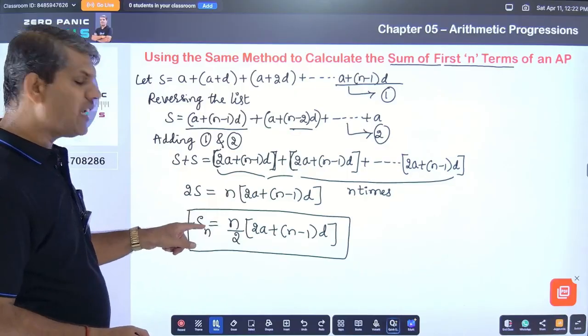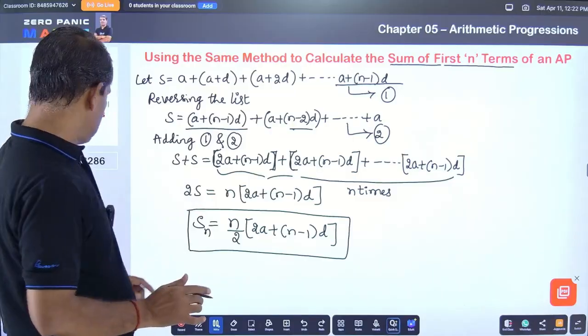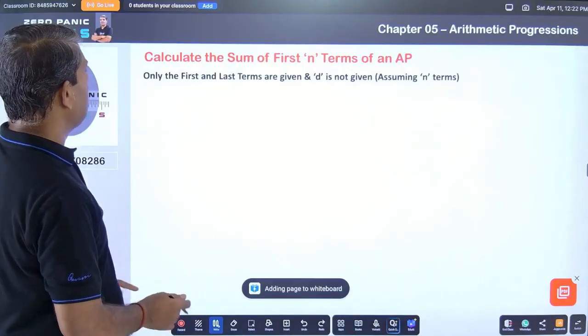You can even represent it as Sn also, because it is the sum of n terms. Sum of the first n terms. Hope you understood this. Let us see what is next.